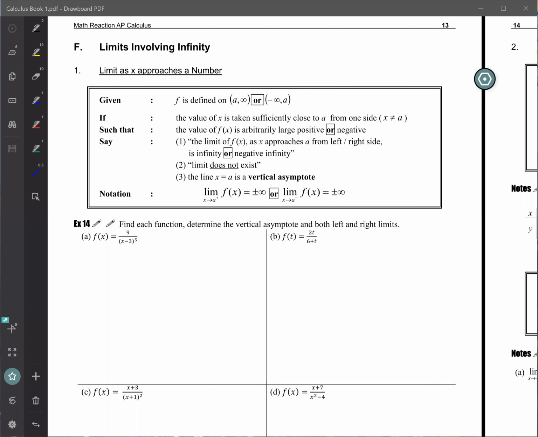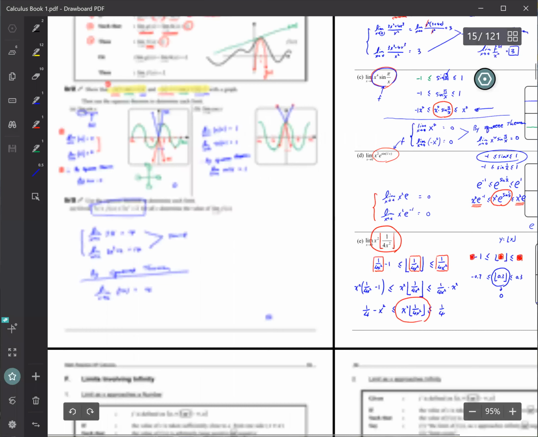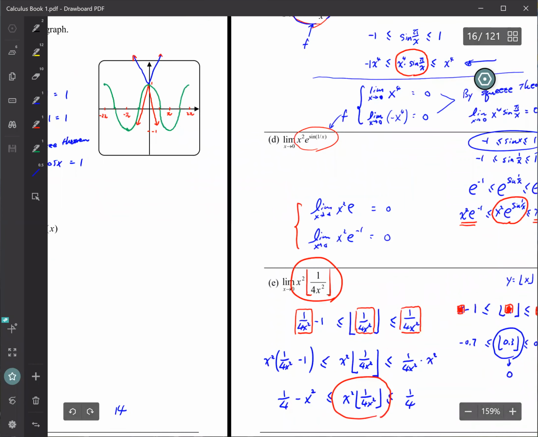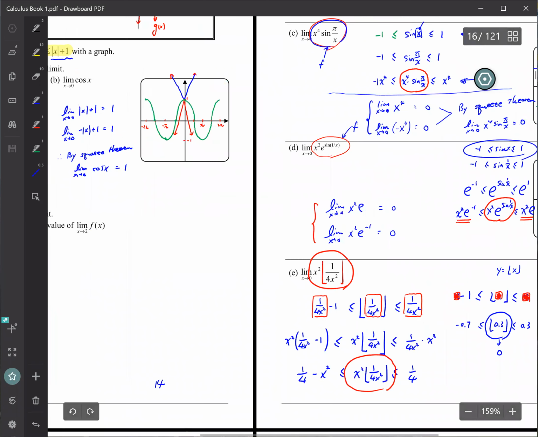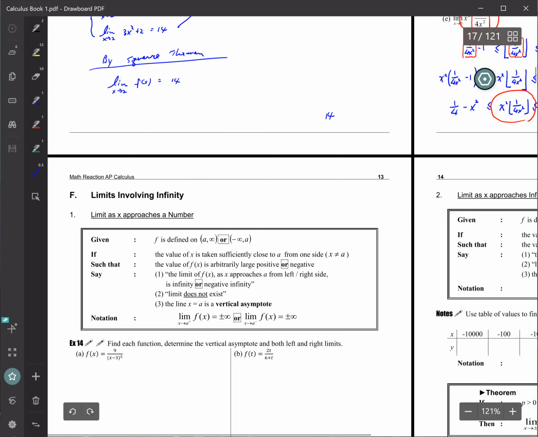Okay, so limits involving infinity, right? The difference is that instead of x approaching a number, which is everything we've done so far, x approaching 0, x approaching 3, we are making x approach infinity. So that's one of them, okay?